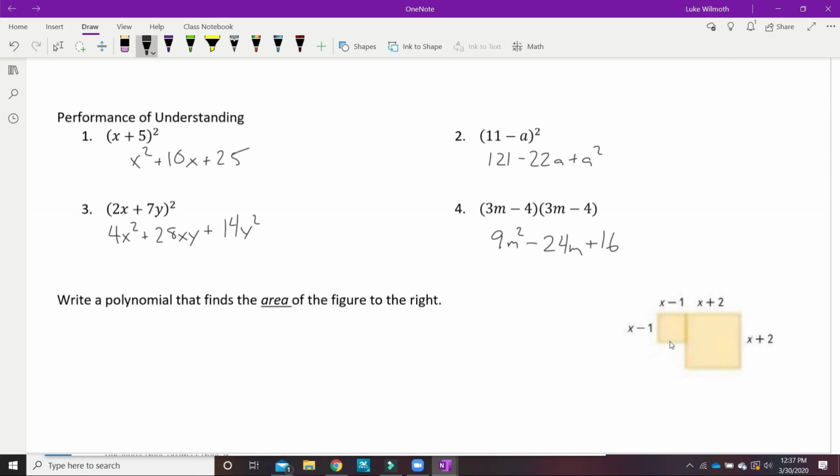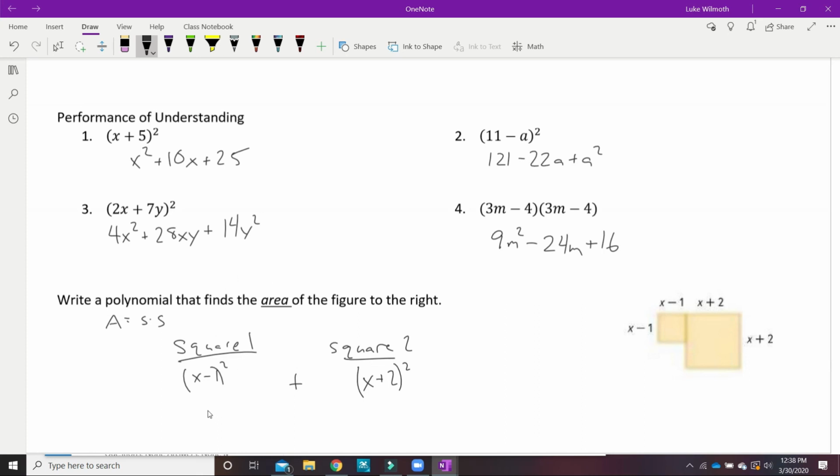Okay, this one looks a little bit tricky, but it's not that bad. It says find the total area of the figure to the right. Area is, if it's a square, side times side. So I've got 2 squares in this picture. Square 1, we'll do the little guy. x minus 1 times x minus 1. Square 2 is x plus 2 times x plus 2. And then they're just right next to each other, so I'm just going to add them up when I'm done.